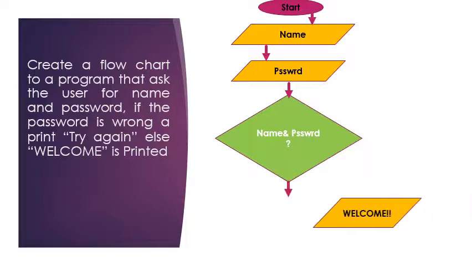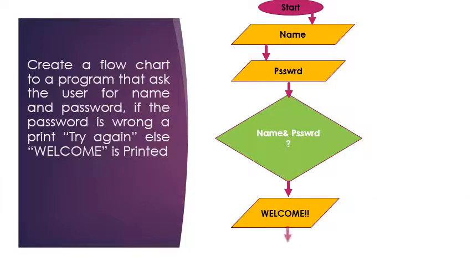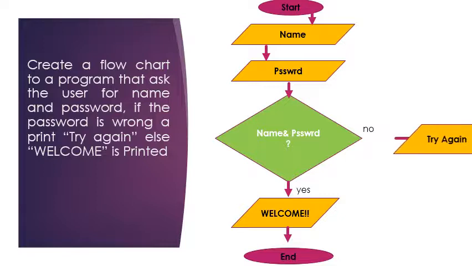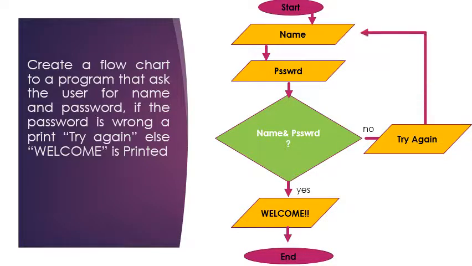If it's correct, then it goes ahead and prints welcome, and then it brings you to the end of this particular example. But on the other hand, if the name or the password is not correct, then you receive a message printed on the screen which says try again, and at this point it takes you back to the beginning where you are able to enter your name and your password correctly. So this program will basically repeat this process until you have successfully entered your name and your password.